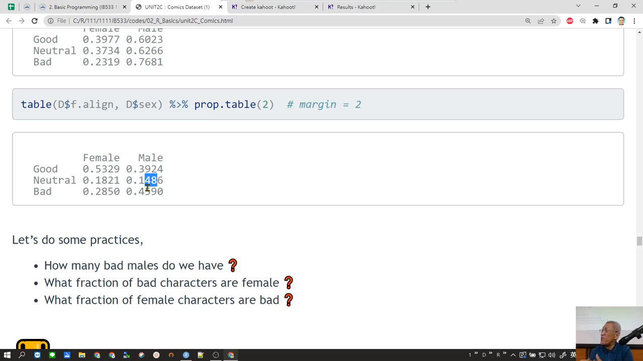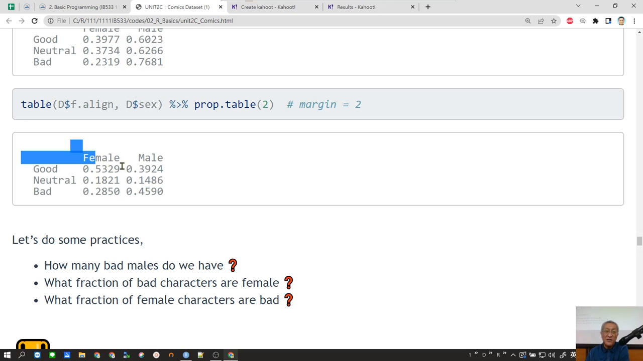So female is more likely, right, to be neutral than male, isn't it? You get the logic? I'm asking you who is more likely, right? This is like probability, right? Now you see the point, right? Proportion can be used to infer probability, right? Proportion can be used to imply probability.